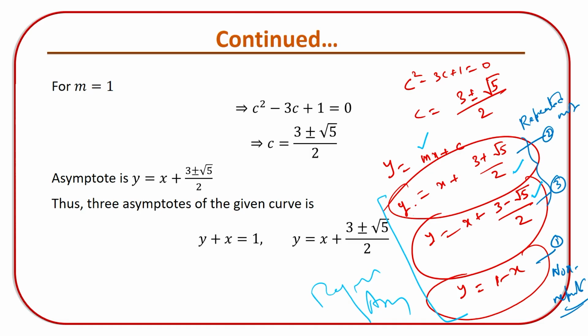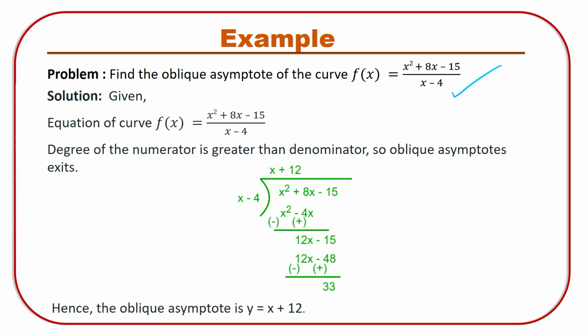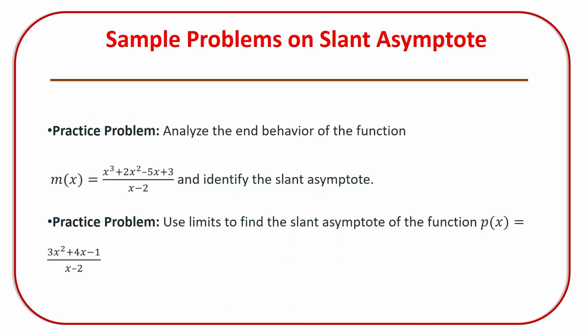So, I believe that it will clear your concept, and just go through it. What it says is that if the numerator has a greater degree than the denominator, you have to first divide. So, once we have divided, what do we get? We get x minus 4 and x plus 12, and y equal to x plus 12 will be your required asymptote. And just go through the practice questions, and I hope that you will obtain it.